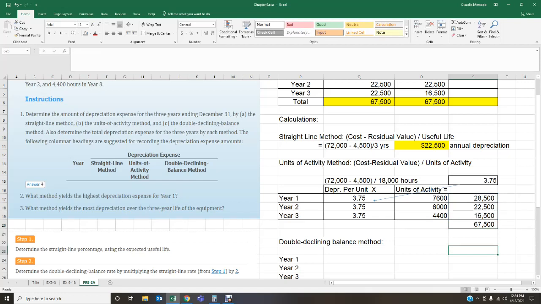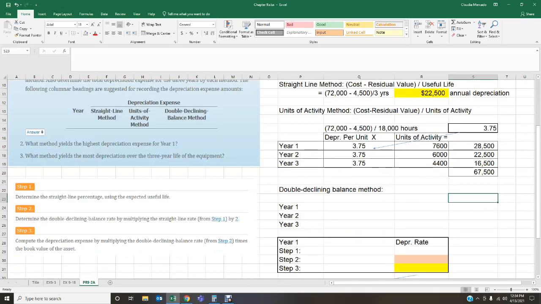Now, last but not least, we have the double declining balance method. This is a little bit trickier. I added the steps that we need to take into account when we're dealing with the double declining balance method. So step 1 says determine the straight line percentage using the expected useful life. Step 2: determine the double declining balance rate by multiplying the straight line rate from step 1 by 2. And then step 3: compute the depreciation expense by multiplying the double declining balance rate from step 2 times the book value of the asset. Okay?